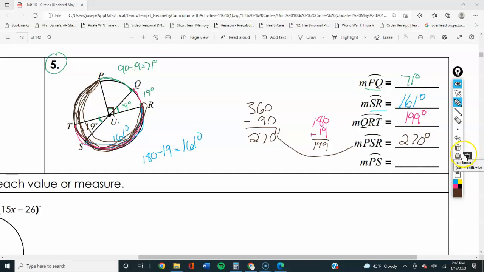All right. And lastly, we want to find PS. So to find PS, we're finding PS right here. Short one because it's only 2 letters. So for PS, if this is 90, this one has to be 90 because they make a straight line. So I do 90 plus 19, which is 109.